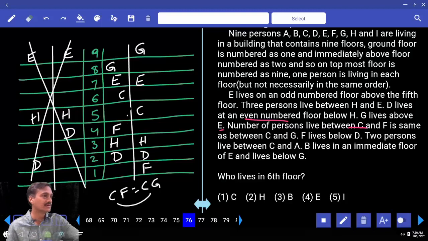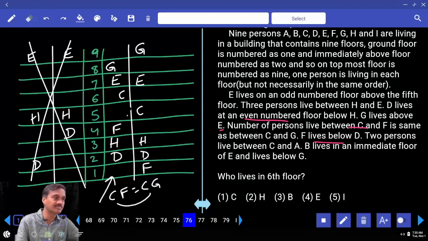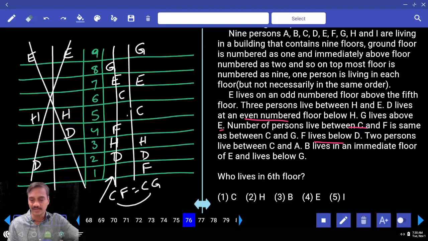F is here. Then hence 2 possibilities here, and F lives below D. F lives below D. F is above D, but F lives below D, so this is ruled out. And next one, 2 persons between C and A. In between C and A, there must be exactly 2 people.